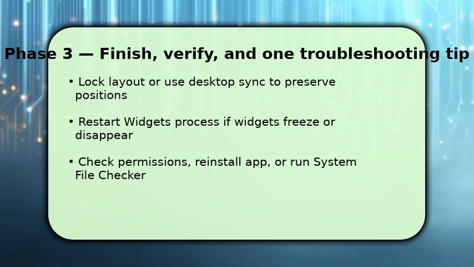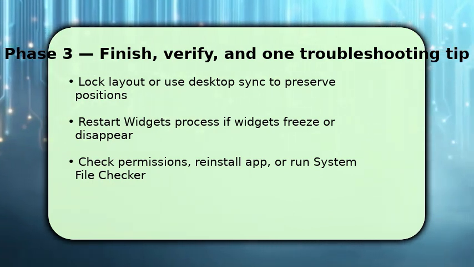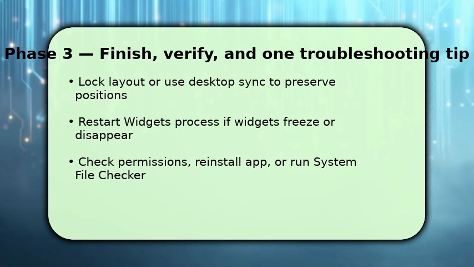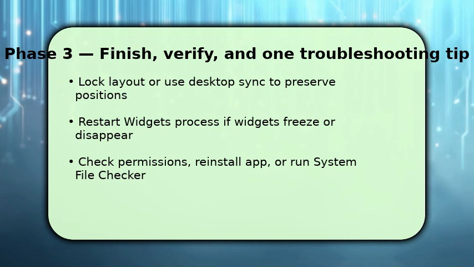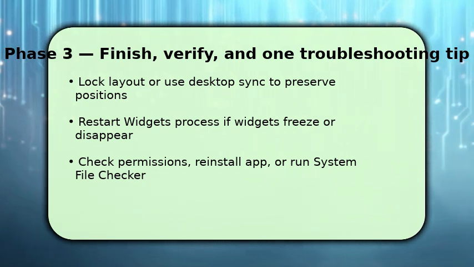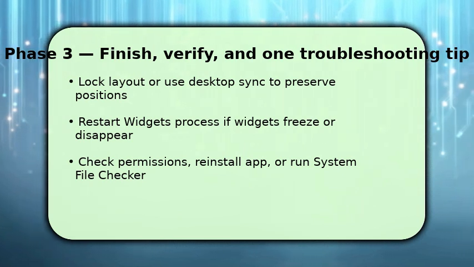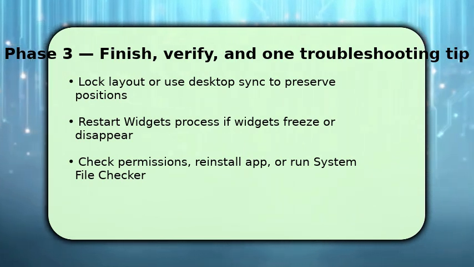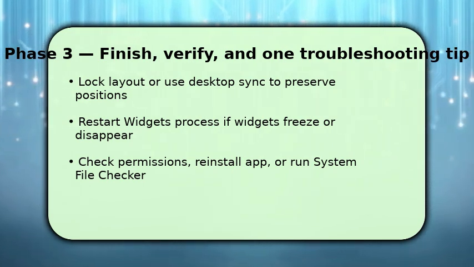Once done, test by restarting Windows. Make sure widgets restore correctly. If a widget freezes, restart the widgets process from Task Manager and make sure it has network and background app permissions. Finally, if widgets disappear, reinstall the app or run System File Checker. This repairs system files. This quick troubleshooting covers the common failures and gets you back to a tidy, functional desktop.